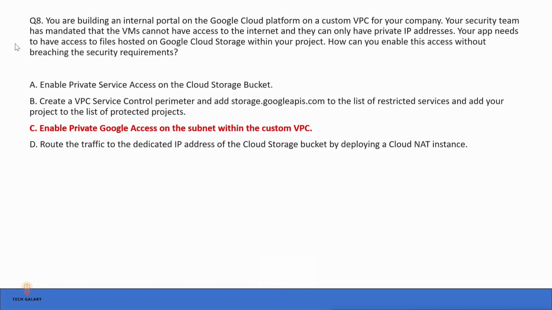Option D. Route the traffic to the dedicated IP address of the Cloud Storage bucket by deploying a Cloud NAT instance. This option is incorrect because deploying a Cloud NAT instance and routing traffic to the dedicated IP address of the Cloud Storage bucket assumes external internet connectivity, which is not allowed in this scenario.